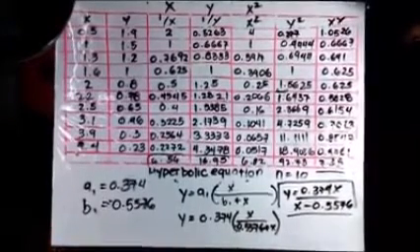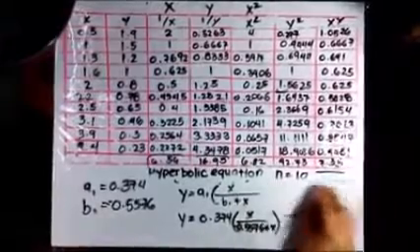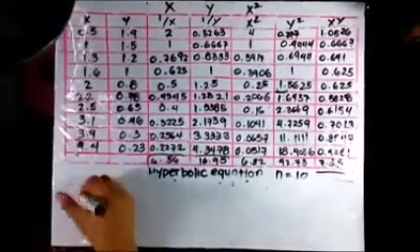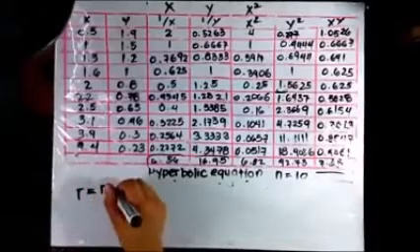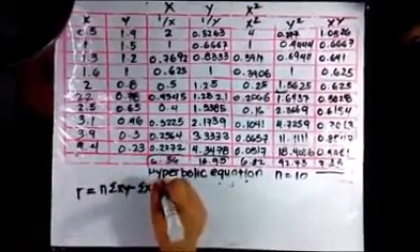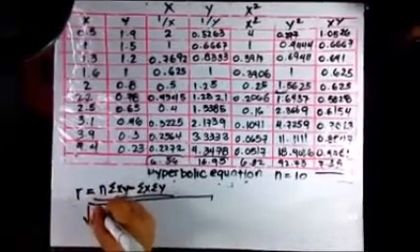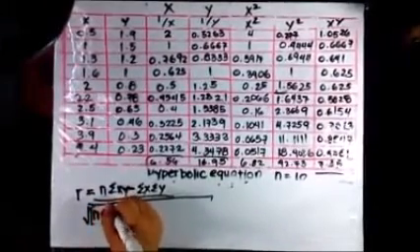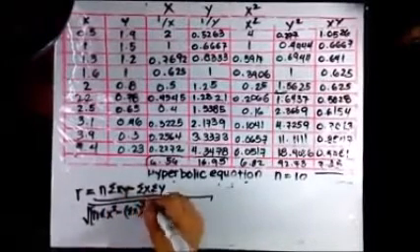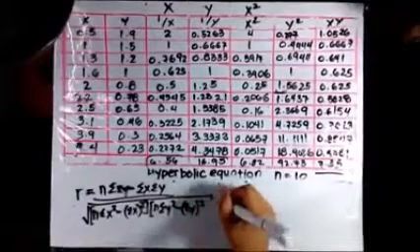Then for the Pearson product moment correlation coefficient, we have the formula of r is equal to n times the summation of xy minus summation of x times the summation of y all over square root of n times summation of x squared minus summation of x squared, then times n summation of y squared minus summation of y then squared.